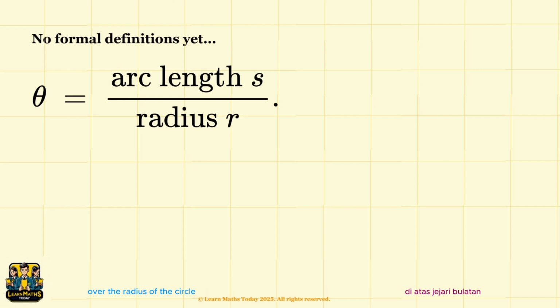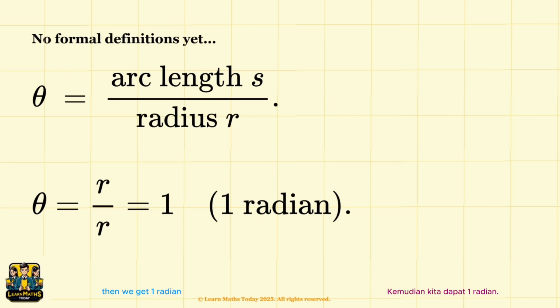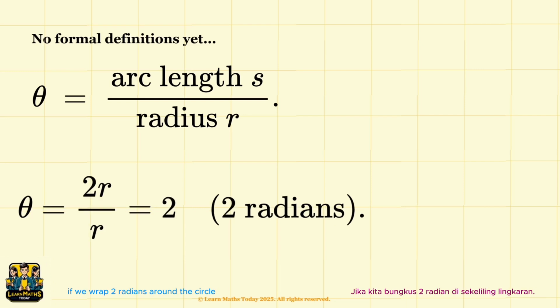So we can see that the radian is actually the ratio of its arc length over the radius of the circle. And you can see that with a simple example where we take the arc length being a radius: we wrap 1 radius length around the circle. If we divide that by a radius, it's the same length, then we get 1 radian. If we wrap 2 radii around the circle and divide that by a radius, we get 2 radians. So that's what we saw.